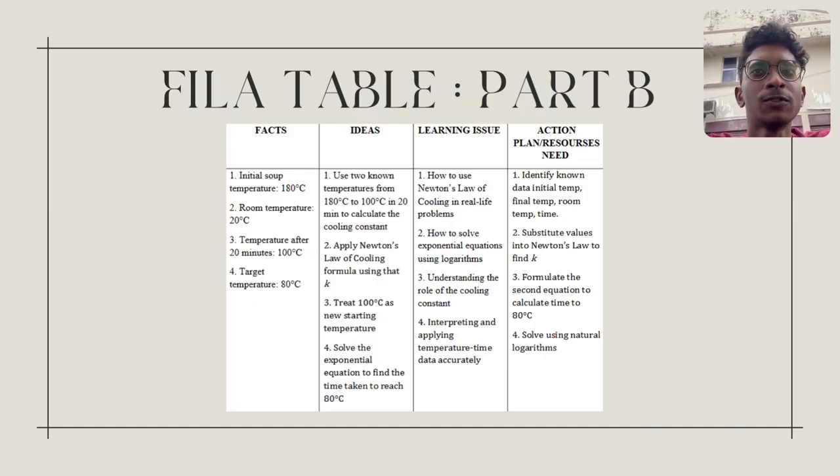And finally, we move on to the action plan or resources needed. Number 1 is to identify known data: initial temperature, final temperature, room temperature, and time. Number 2 is to substitute values into Newton's law to find K. Number 3 is to formulate the second equation to calculate time to 80 degrees Celsius. And finally, solve using natural logarithms.